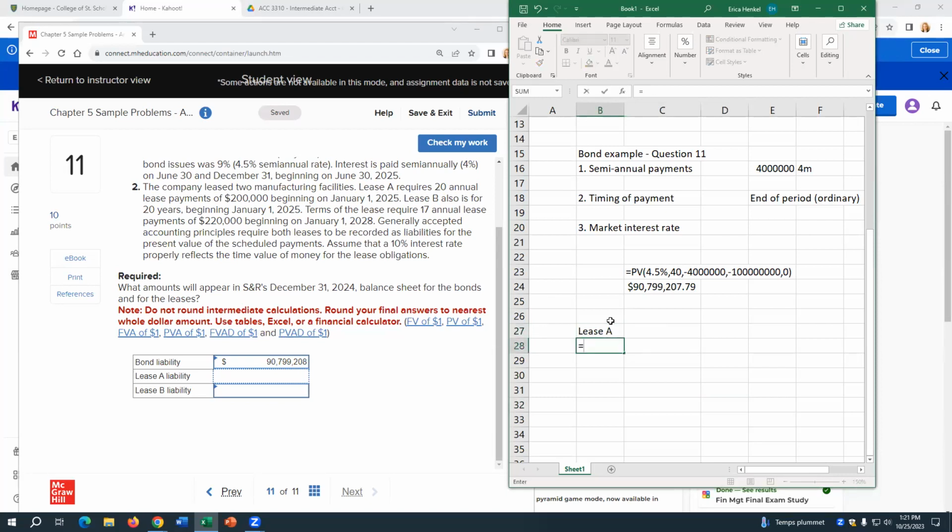what type of situation do we have here for lease A? Would it be a future value? No, because we're recording it based on what we want it valued at today. So these are all going to be present values. But what type of, you're doing good. That's okay. No, you're doing fine.